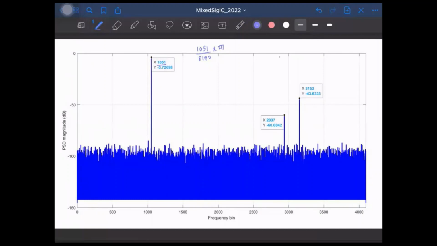The third harmonic is 1051 times 3, right? That is this 3153. Okay. And the fifth harmonic is 5 times 1051. Okay. And that is probably 5255 or something. So this will alias back to this bin, and that is this.